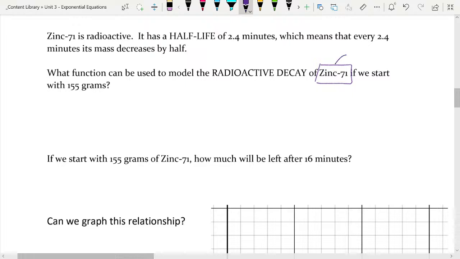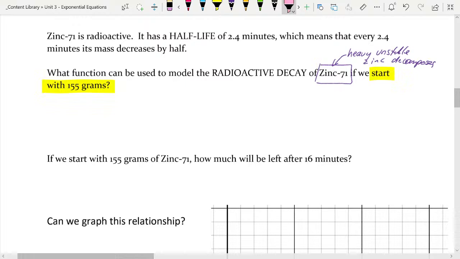So if we get heavy zinc, it's unstable. So heavy, unstable zinc decomposes. You don't need to know that. This is a math class, but as it happens, I'm a science teacher, so we're going to talk about it. So, how do we lay this out? How much zinc do we have? We start with 155 grams.